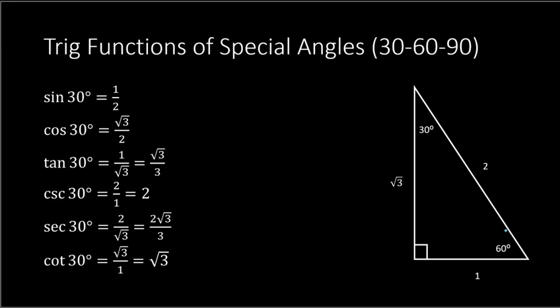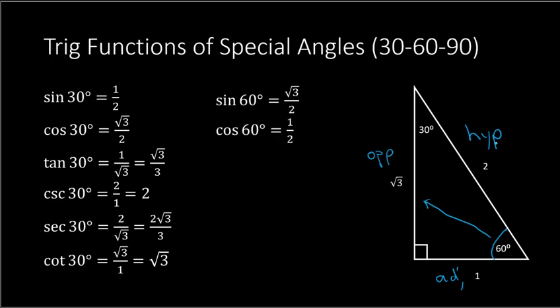You could also do it with the 60-degree angle. So if you look at the 60-degree angle, the square root of 3 is going to be the opposite side, and then the 1 would be the adjacent side, and the 2 is still your hypotenuse. So we can go through everything again with 60 degrees. Sine is opposite over hypotenuse, so the square root of 3 over 2. Cosine is adjacent over hypotenuse, which is 1 over 2. Tangent is opposite over adjacent, which is the square root of 3 over 1, or just the square root of 3. And then we can find the inverses of each of those.